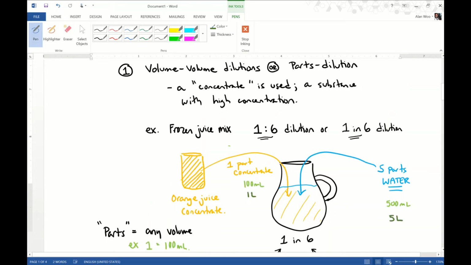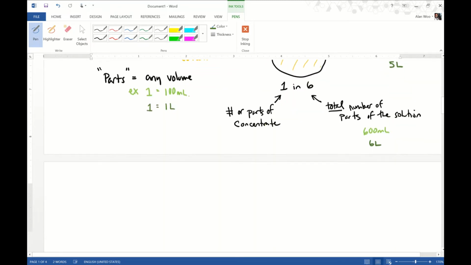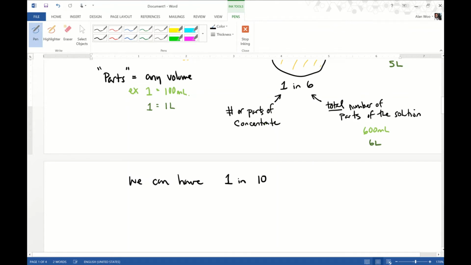I'm using 1 in 6 as an example, but you can have any number. We can have, let's say, a 1 in 10 dilution. A 1 in 10 dilution would be 1 part concentrate plus 9 parts water.